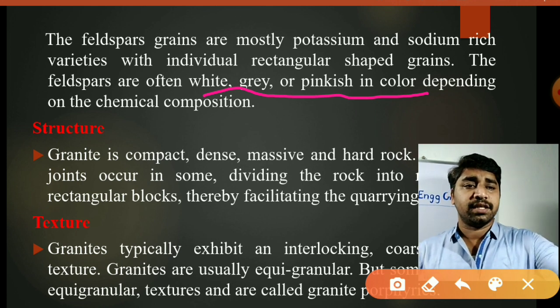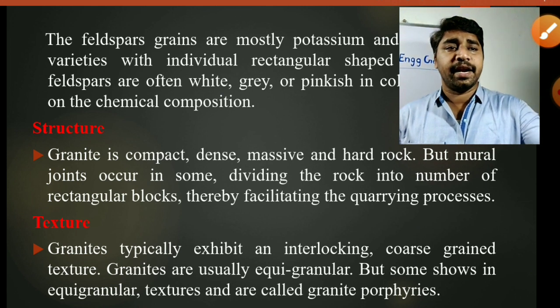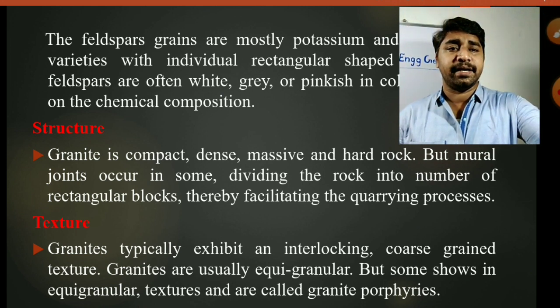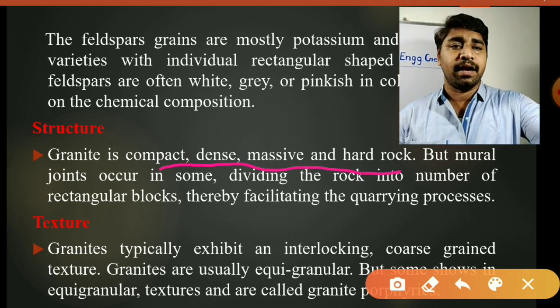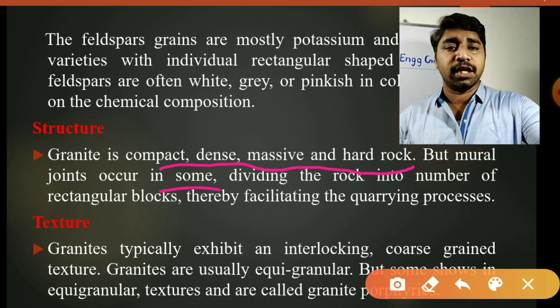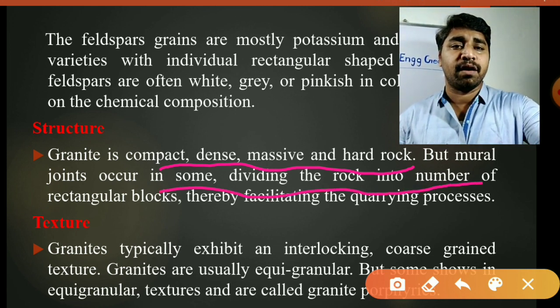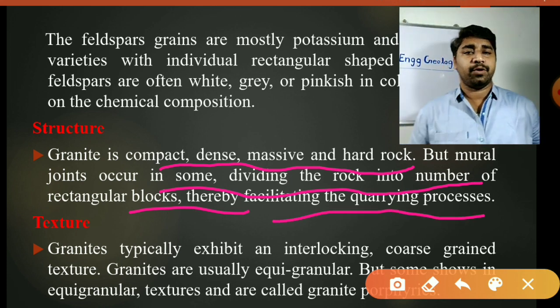So if you see, the structure of the granite is a compact arrangement. It is a compact structure, dense, massive and hard rock. It is the hardest rock, and mural joints occur in the stone, dividing the rock into a number of rectangular blocks, thereby facilitating the quarrying process.